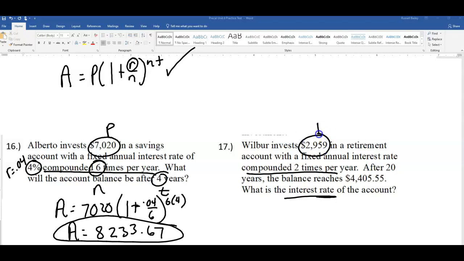So the starting amount is our P. The 2 is our N value. The 20 is our T. And then finally, this amount is our final amount, which is A. So let's go ahead and plug all those in where they go into the formula.